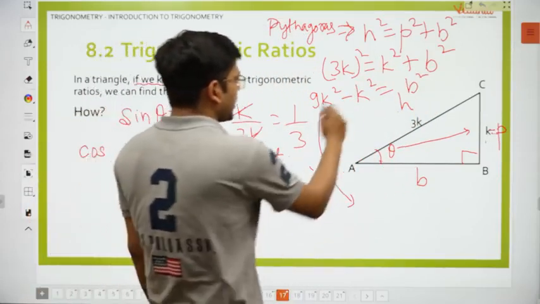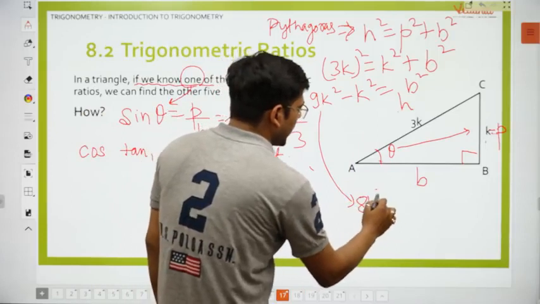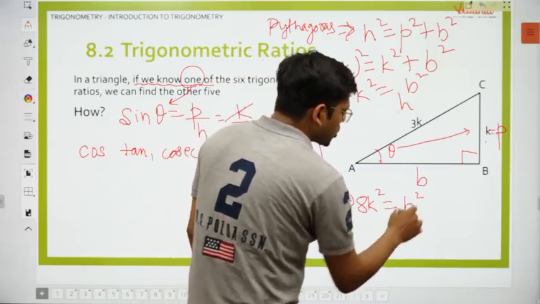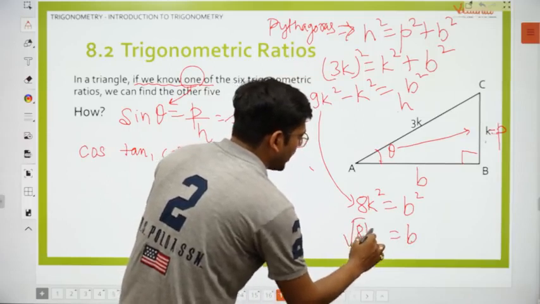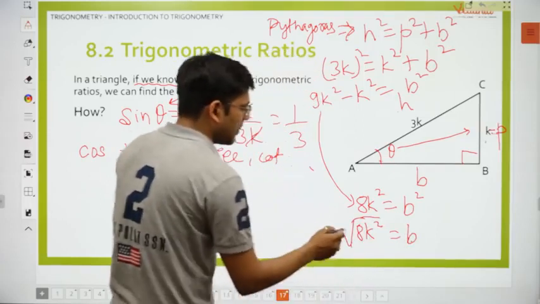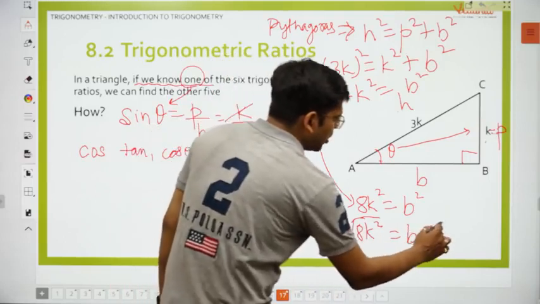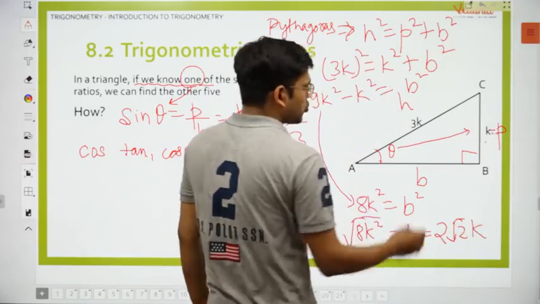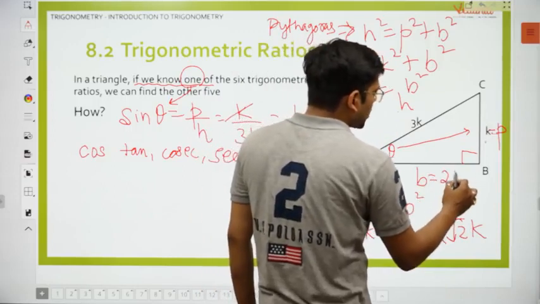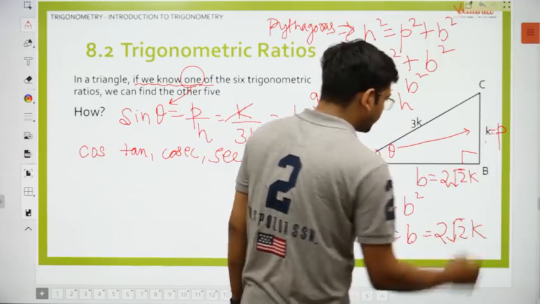Now we got it. 9k square minus k square is equal to 8k square, which is equal to b square. To get b, we take the square root of this side: root under 8k square. Root 8 becomes 2 root 2, and the root of k square is k. So b becomes 2 root 2 times k.